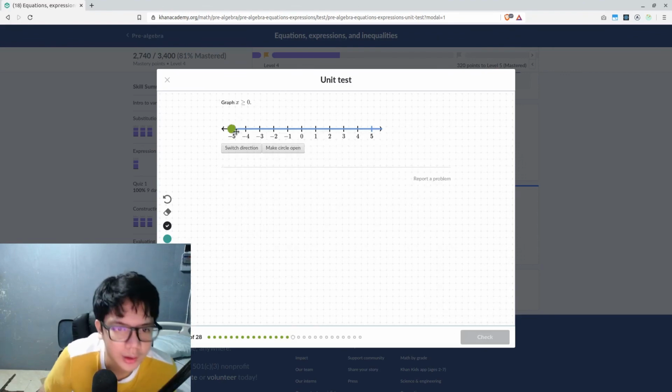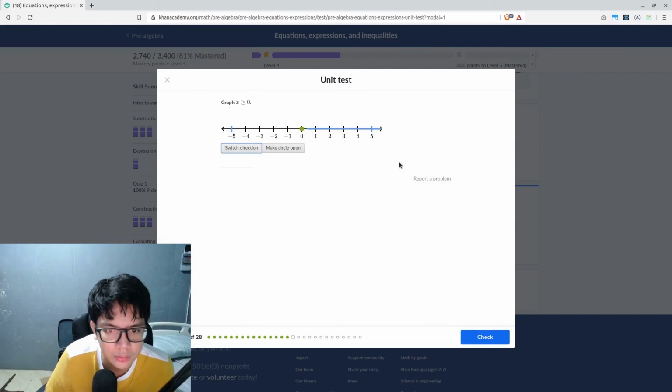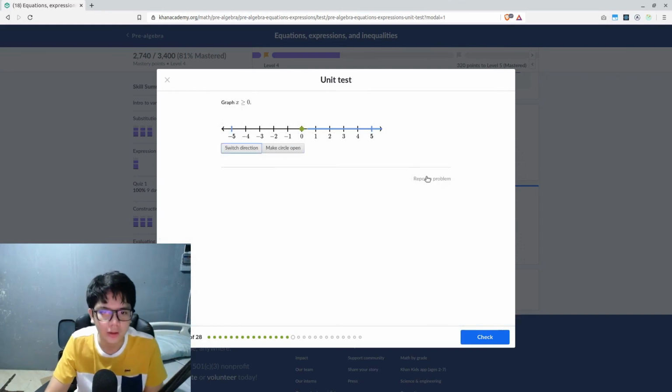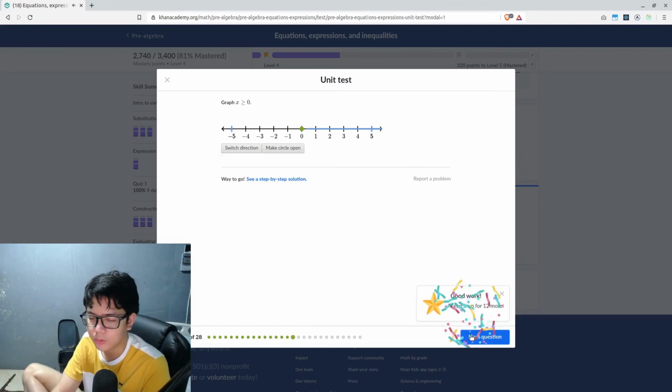Graph x is greater than or equal to 0. Okay, this is pretty good.